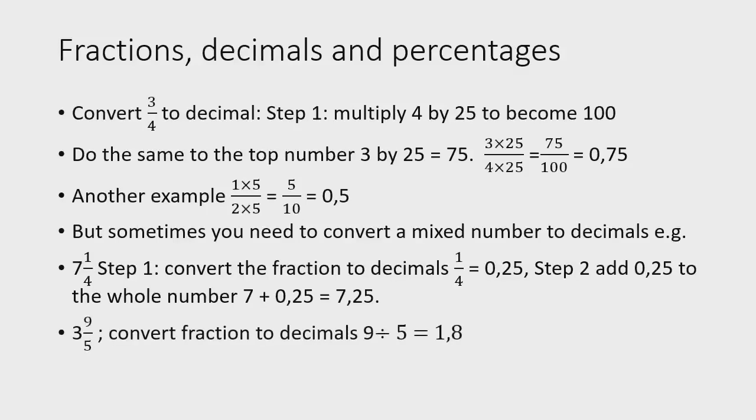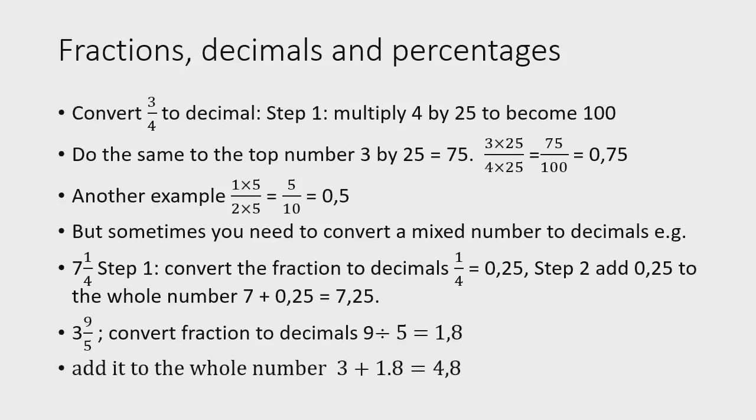Now, 9/5. You have to convert the whole fraction to decimal, and that is 9 divided by 5. And that is equal to 1.8. So how did you get the 9 divided by 5? You need to know how to convert the improper fraction first to a proper fraction.